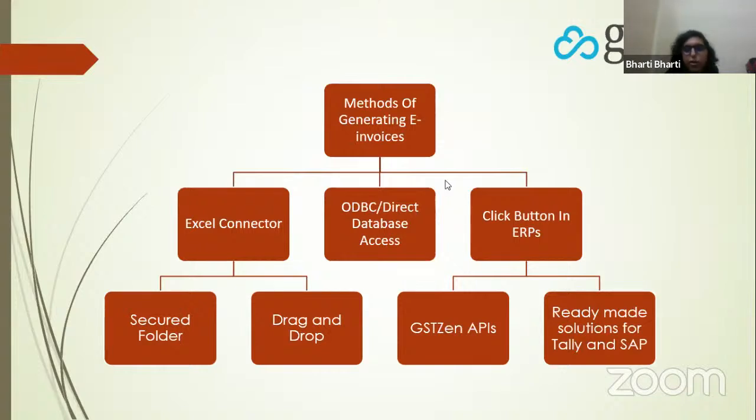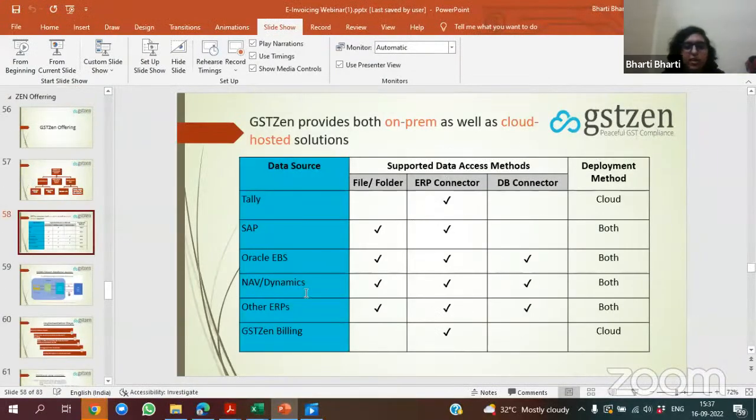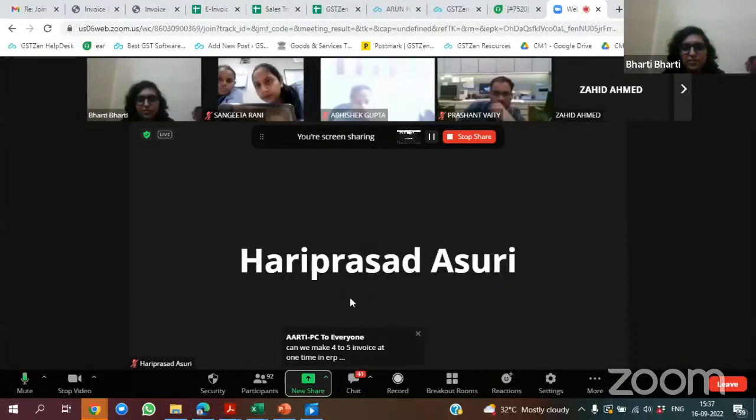We also provide direct integration with various databases, that is ODBC and direct database access. And we have custom solutions for SAP and Tally. And we provide GSTZen APIs, through which you can link your ERP through Zen with the IRP portal. Now my colleague Srivatsa will be taking over and showing you a demo of our solutions.